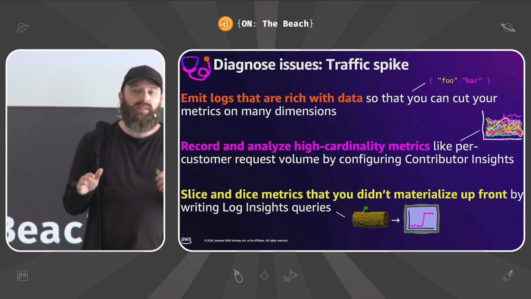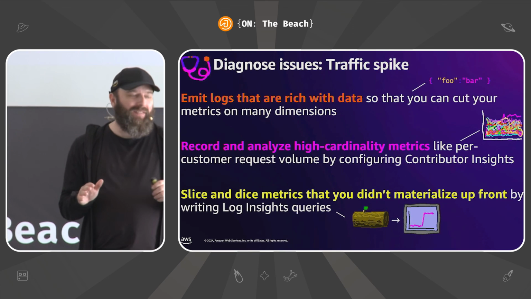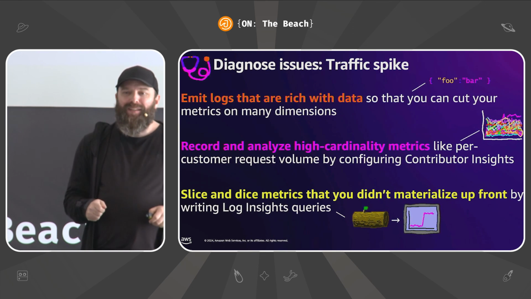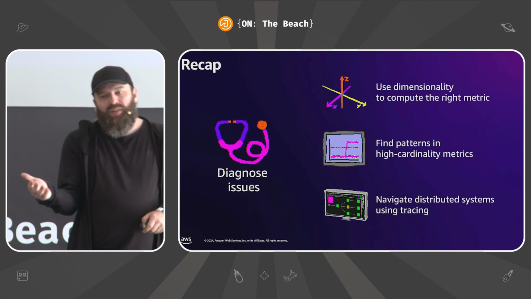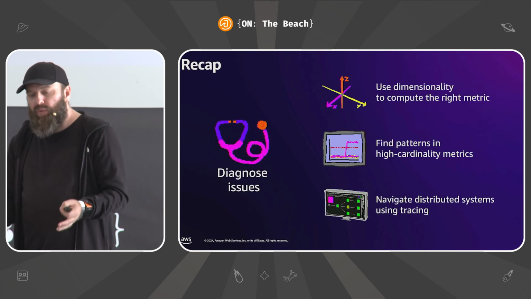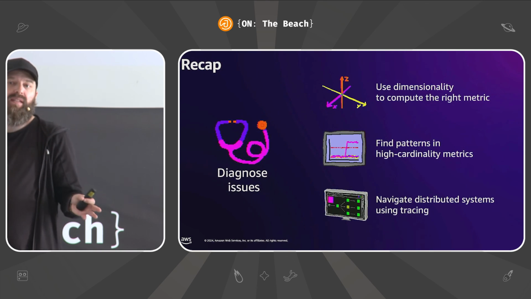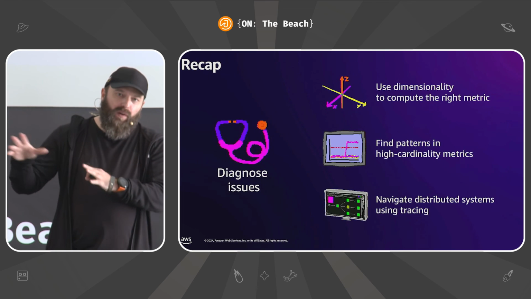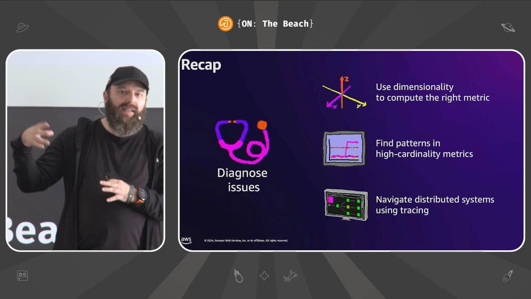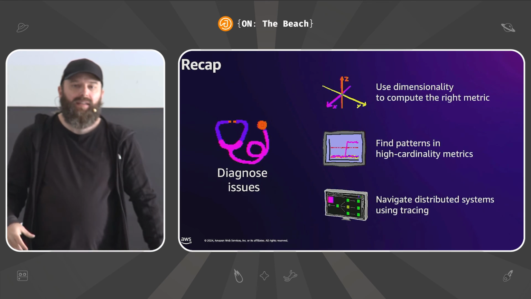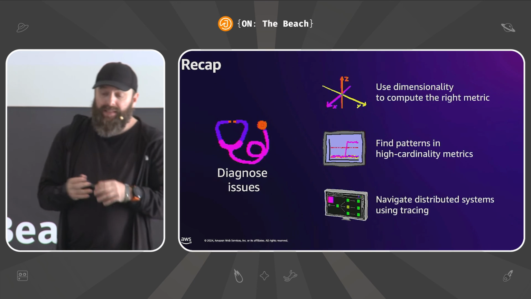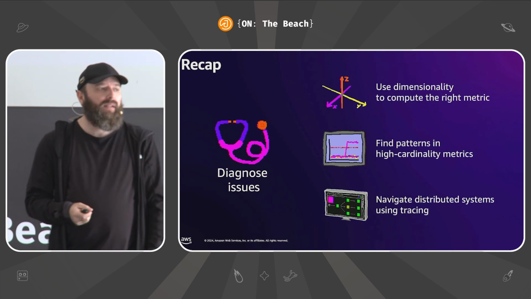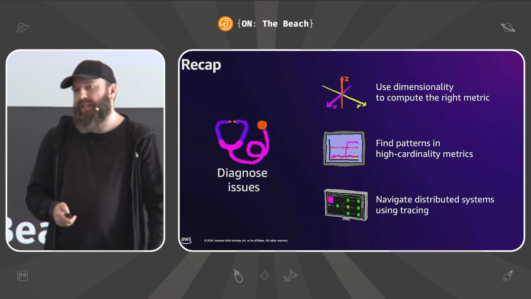So in this short 30 minutes, we just saw how we can use dimensionality to compute the right metrics and find what things are going on. But we also found those kinds of patterns with high cardinality and how we can treat them as low cardinality by using Contributor Insights. And then how we use tracing to build our service maps and navigate.